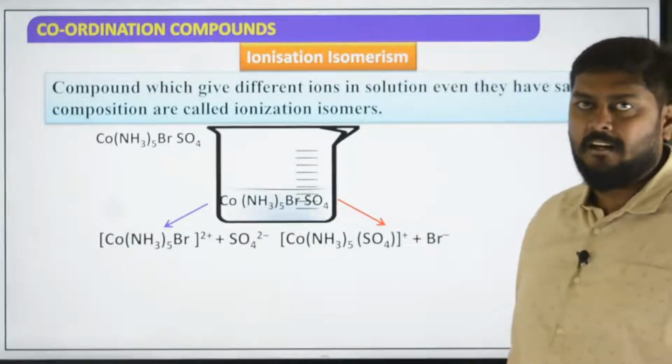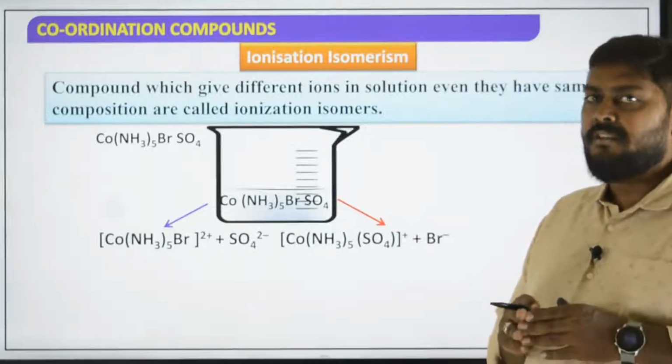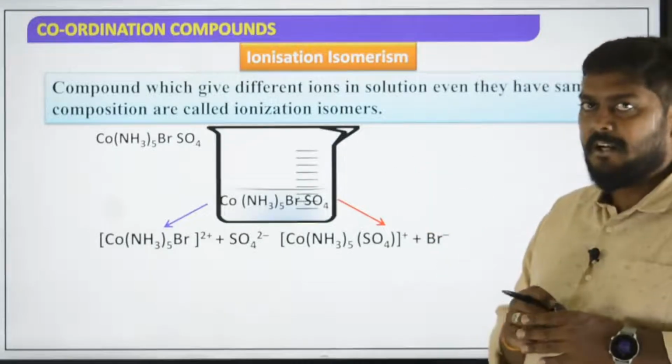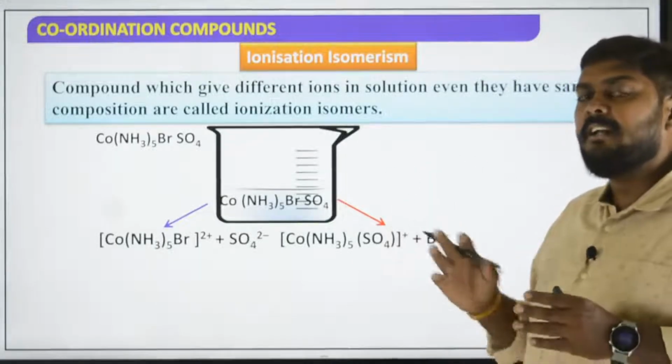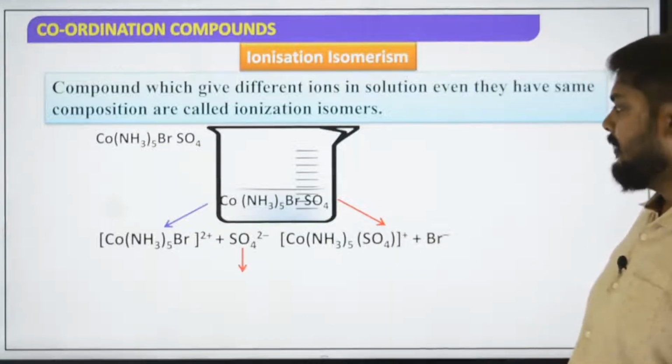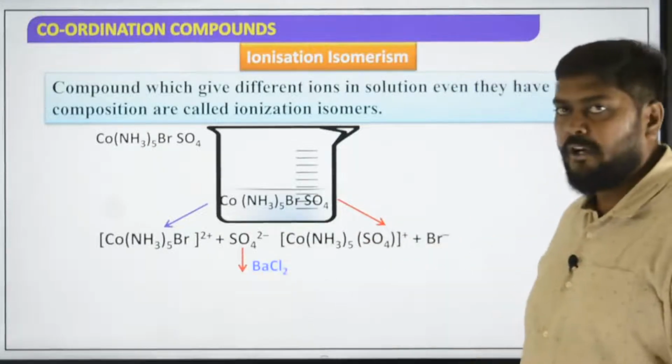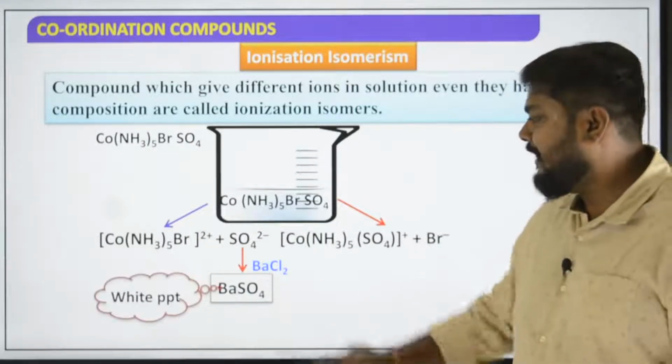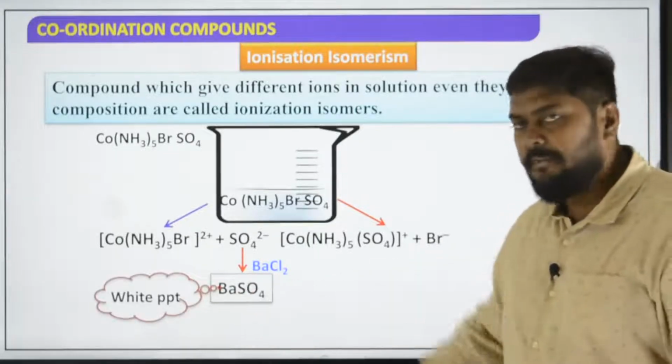What question can they ask you? Which of the following is an ionization isomerism? Check whether the molecular formula is the same. If the ions outside the square bracket differ, then it is called ionization isomerism, right? If I further react this with barium chloride, I will be getting barium sulfate, BaSO4. That will be a white precipitate.